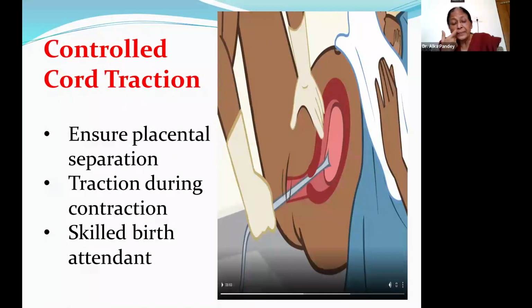Now, the second part is you have to do controlled cord traction. First, you have to be sure that the placenta is separated. Then you give traction during contraction, but a skilled birth attendant must be present. Next.